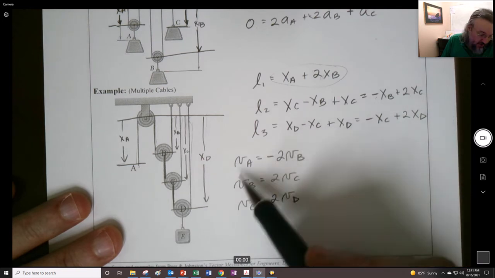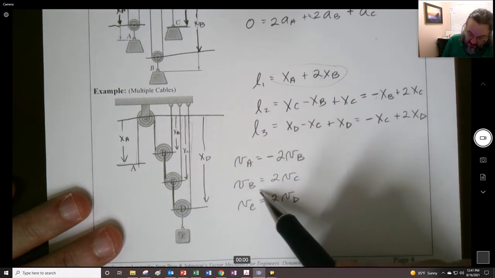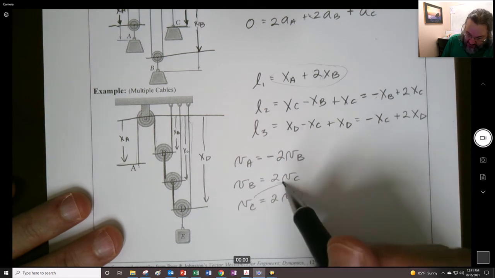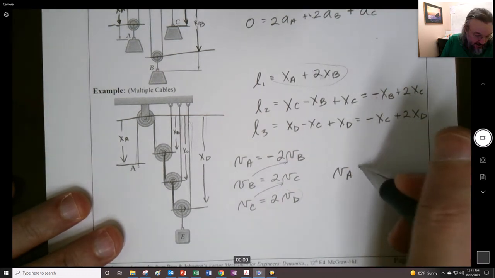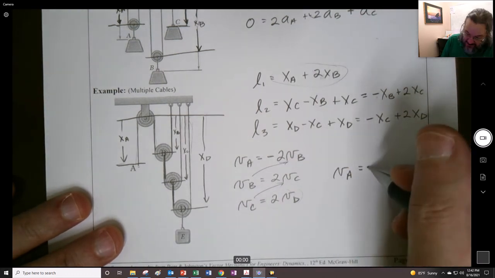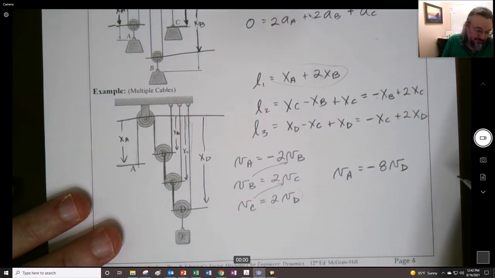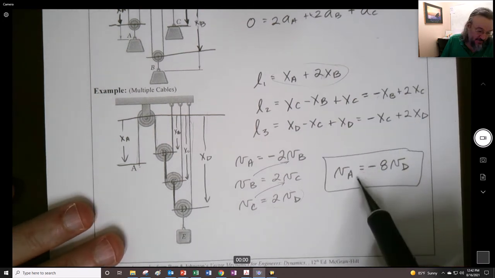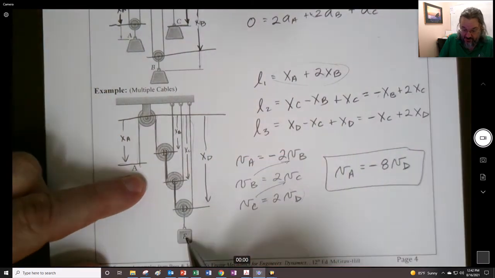Now, if we plug all of these in here, right? If we say, okay, here's V, let's plug that guy into there and plug him into there. We can say that VA is going to be equal to negative 8 VD, which means that they move in opposite directions, which kind of makes sense, right? So if we're pulling this downwards, this one's going to go up.